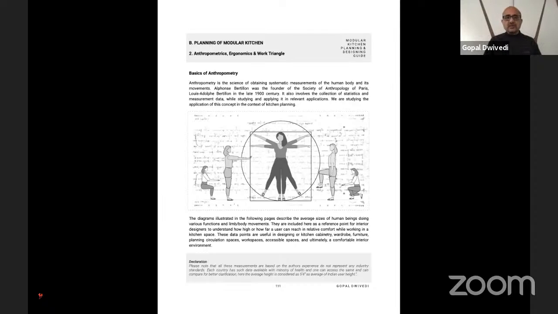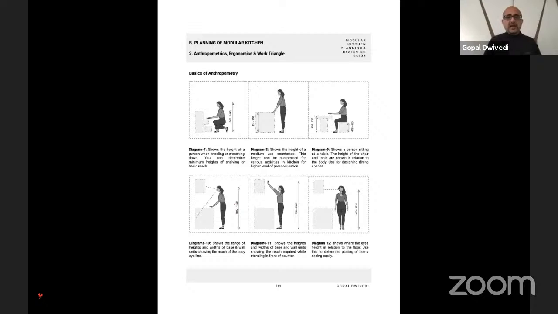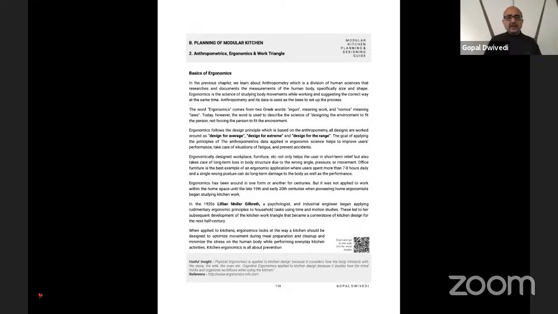That is called anthropometry, which is the science of understanding the human body: how much space it takes when you're standing straight or opening your arms, and how much space your leg requires when you lift it one step. All these dimensions are used to design a kitchen, and that will end up with the right design.